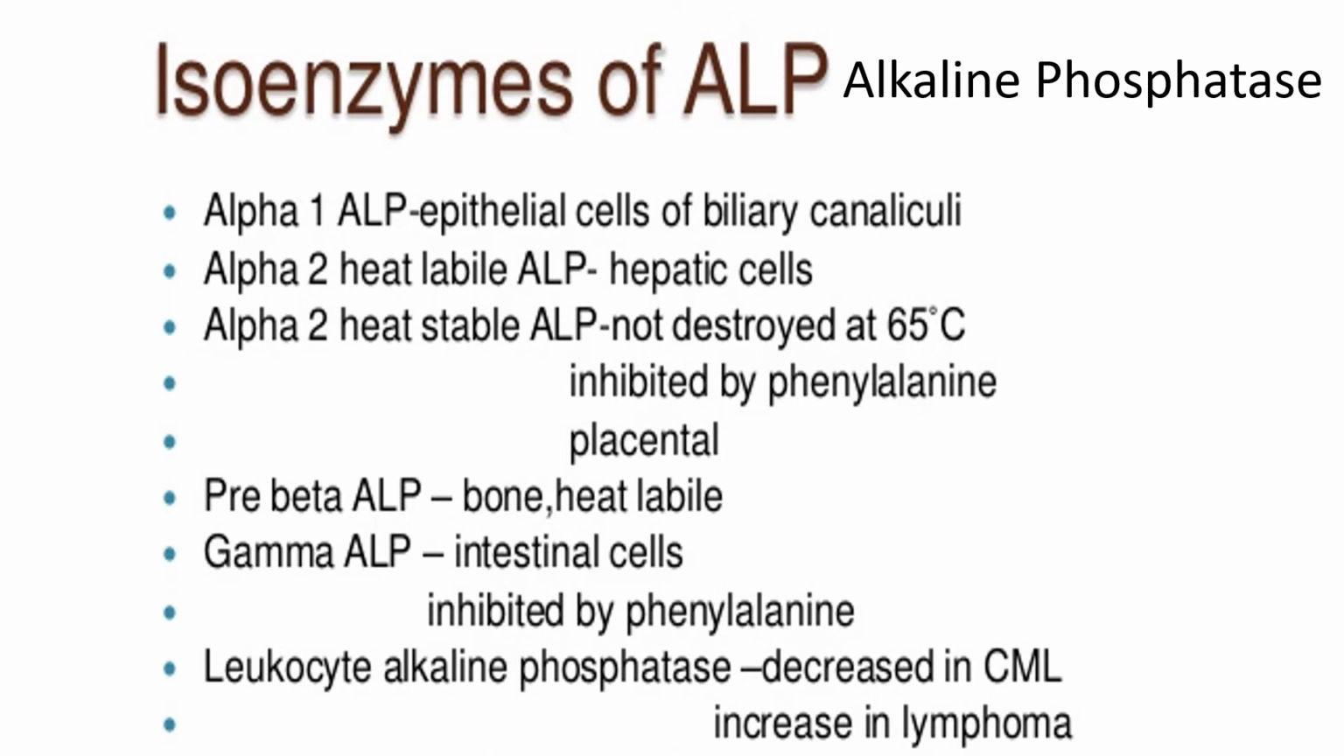Then we have another form called pre-beta alkaline phosphatase, which is mainly present in the bones. Gamma alkaline phosphatase is present in the intestinal cells, and then there is leukocyte alkaline phosphatase. A very important point you must remember: when the concentration of leukocyte alkaline phosphatase is decreased, it means the patient is suffering from CML, chronic myeloid leukemia, and if its concentration is increased, then one can suspect lymphomas.